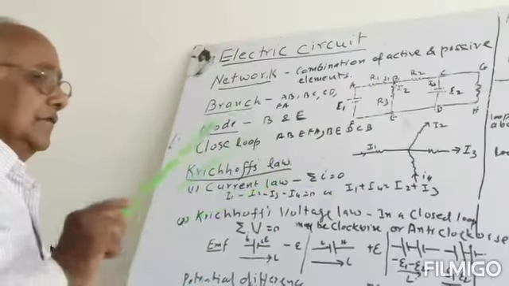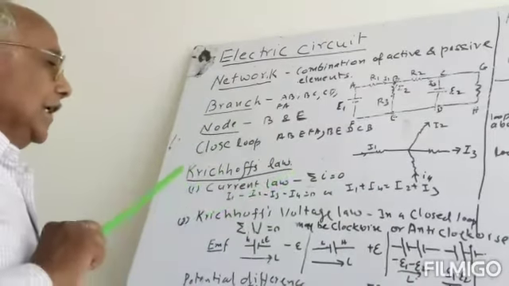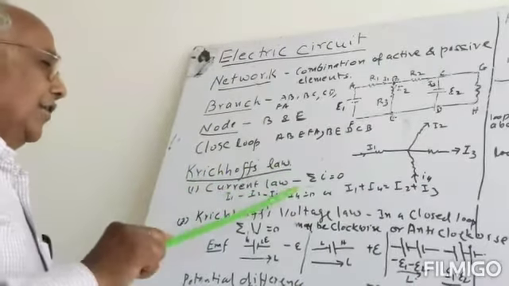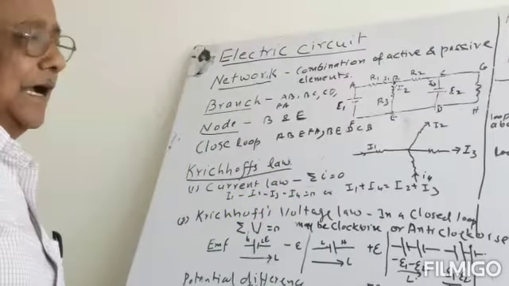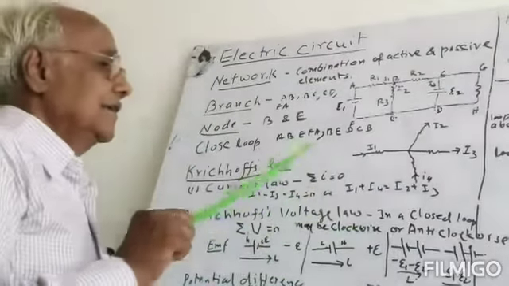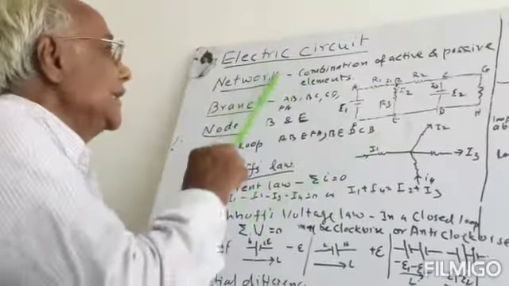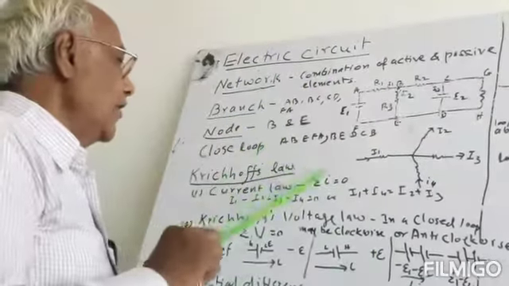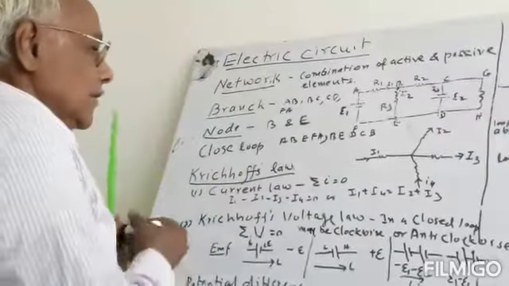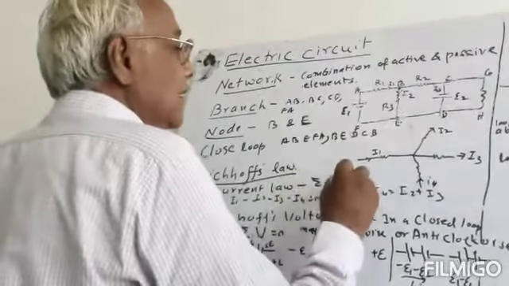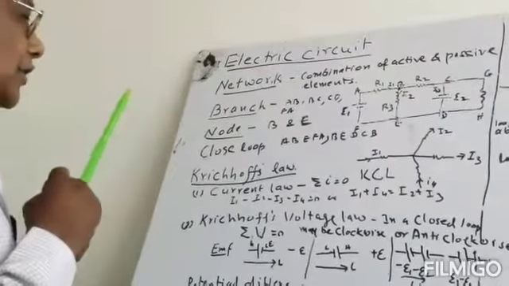Now Kirchhoff's laws, there are two types of Kirchhoff's law. One is Kirchhoff's current law and the other is Kirchhoff's voltage law. Now Kirchhoff gave the idea and a method to solve the complex electrical circuit. Now the first law is the current law, or we can call it KCL, Kirchhoff's current law.